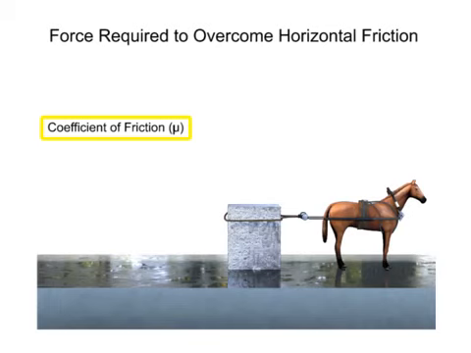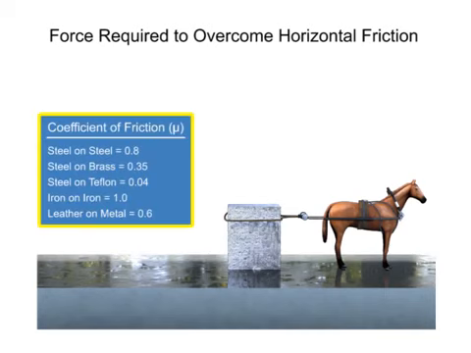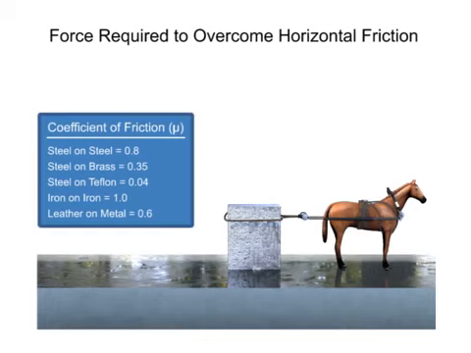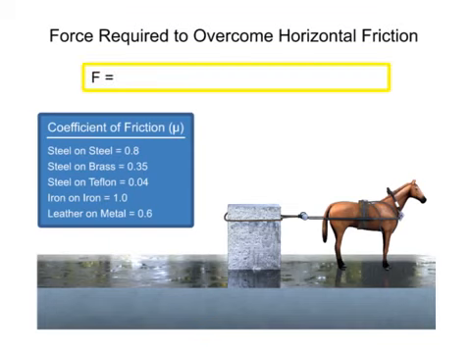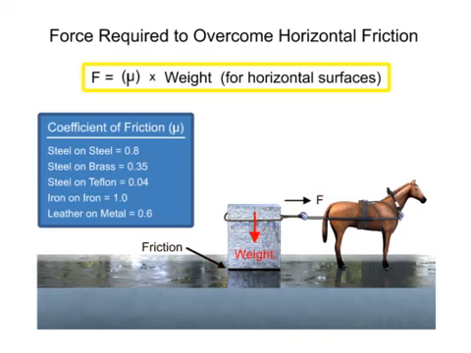This coefficient can be used to help determine the amount of force required to move a load horizontally across a surface. Many manufacturing handbooks contain tables that publish the coefficient of friction for common materials. The amount of force required to slide a load and overcome the surface friction is calculated by multiplying the coefficient of friction by the weight of the load.